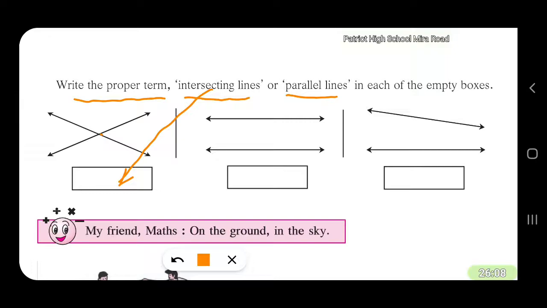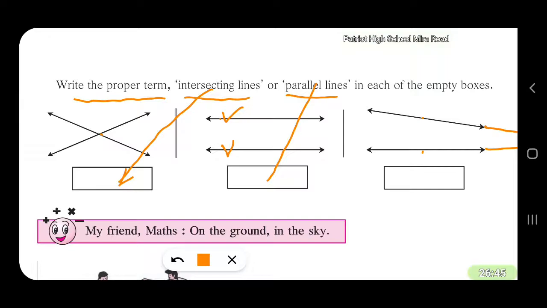These lines, they are not this and this. These two lines, they are not intersecting. So they are parallel lines. You can write parallel lines over here. What about these two lines? Suppose you produce it further down. At one point which is not on this paper, it is not possible for these lines to intersect in a point on this paper.